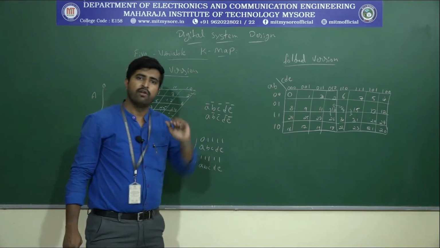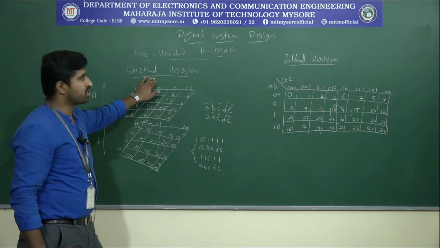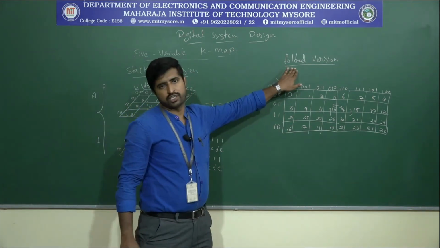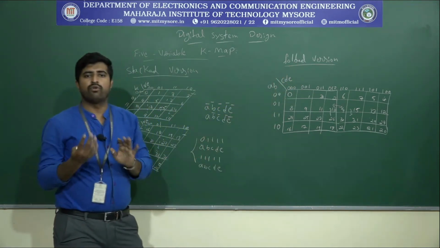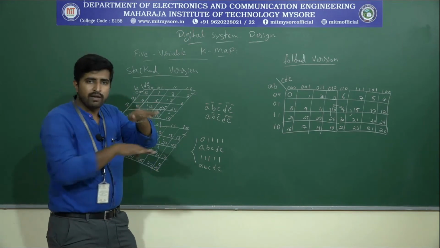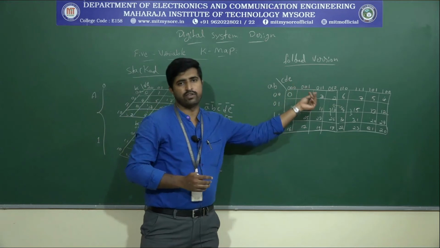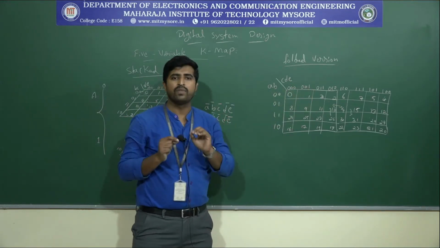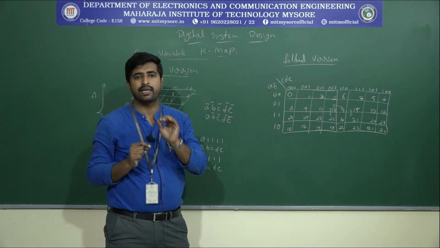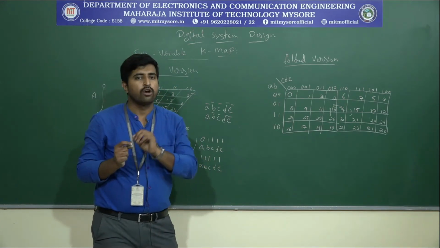The structure of the 5 variable K map can be written in 2 approaches. One is called a stacked version, another is called a folded version. Here 4 variable K maps will be connected to each other one by one, and that is called the stacked version. Side by side is called the folded version. But when you are writing the cell values, you need to take care that the physically adjacent cell should also be logically adjacent.